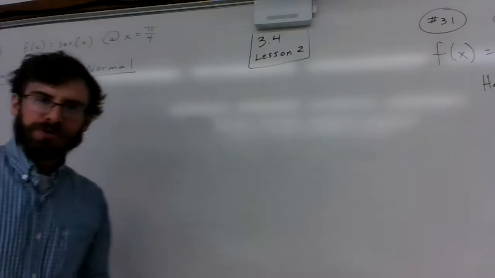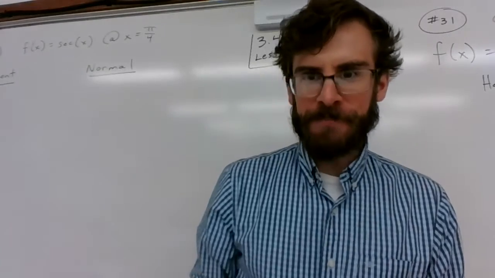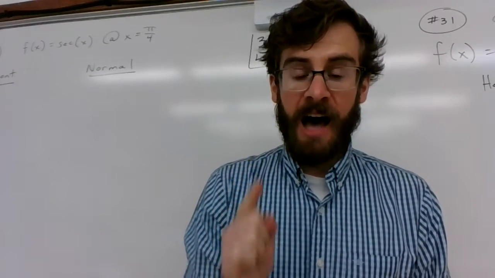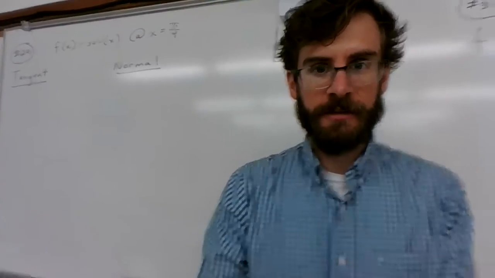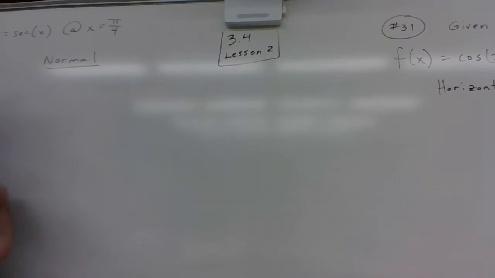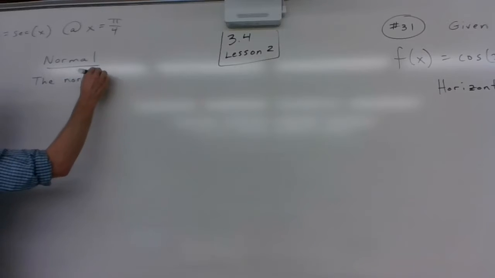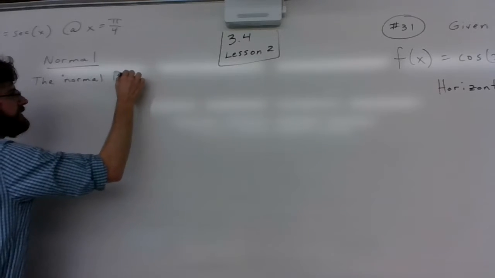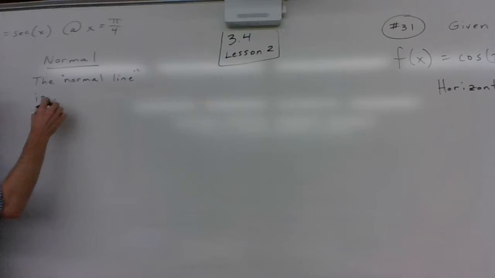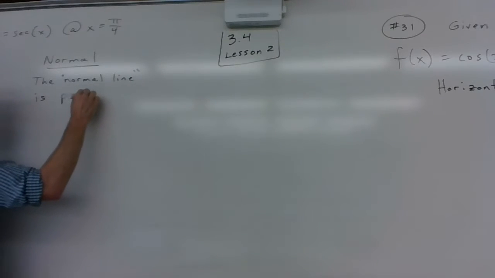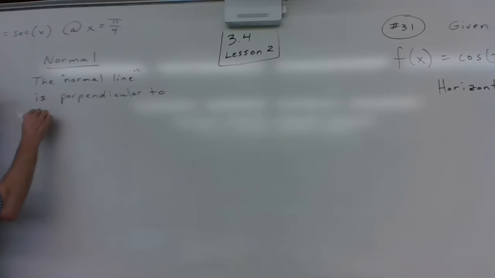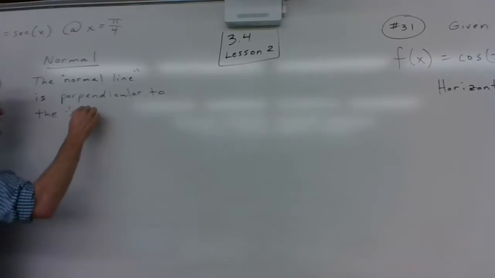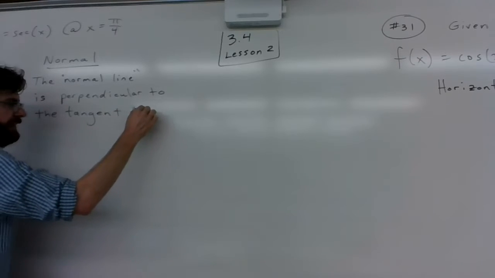Well, if you've not done a Google search of what is a normal line yet, the normal line is the line that is perpendicular to the tangent. The normal line is perpendicular to the tangent line, and that's all I got to say.